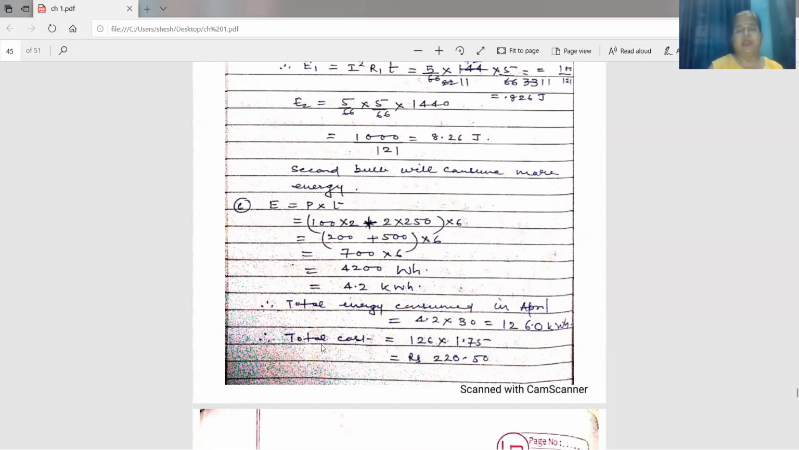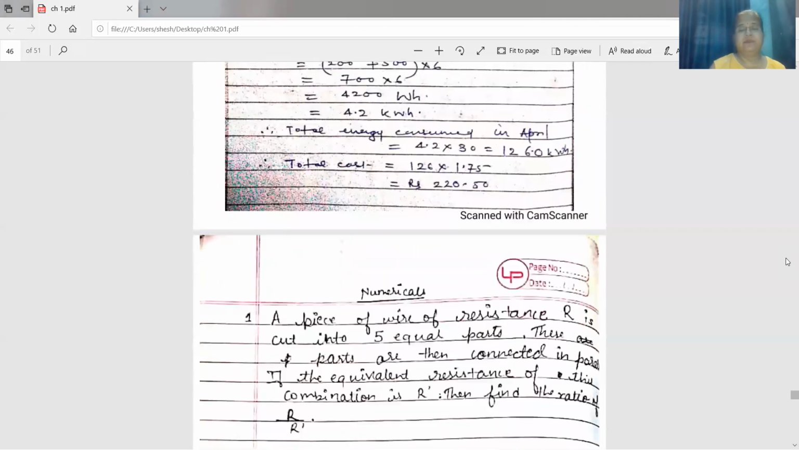You are asked to find out the total cost, the electricity bill for the month of April. So the cost of 1 unit is 1.75 and the total electricity consumed is 126 kilowatt hour. Multiply 1.75 into 126, you will get 220.50 rupees. 220.50 is the answer.